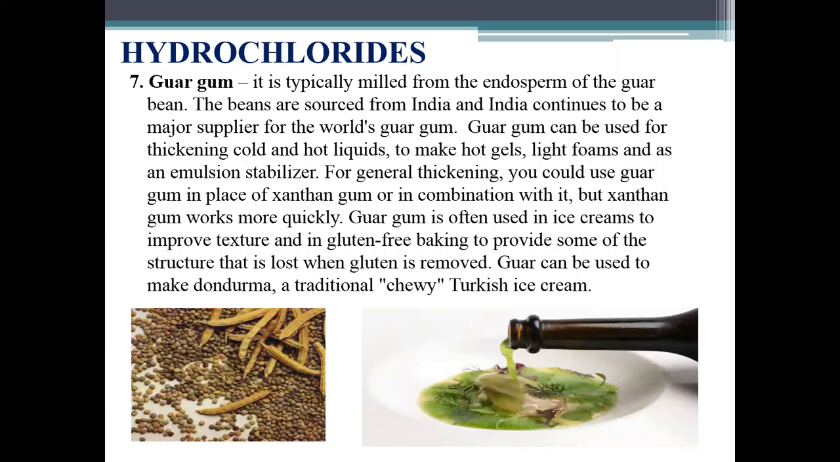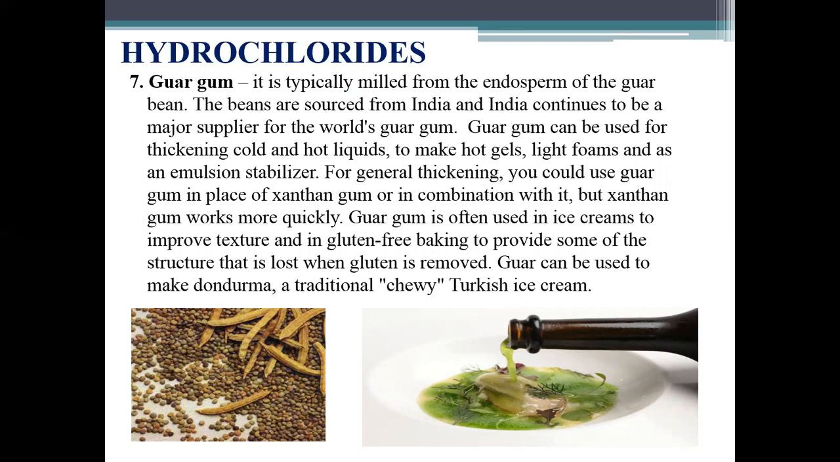Seventh hydrocolloid is guar gum. It is typically made from the endosperm of the guar bean, as you can see in the picture on the left-hand side at the bottom. Guar is a bean found in India, which is the major exporter in the world, and it supplies guar gum. It is derived from the beans.